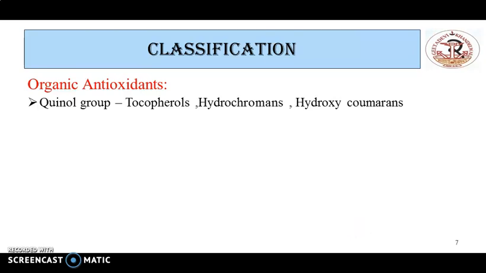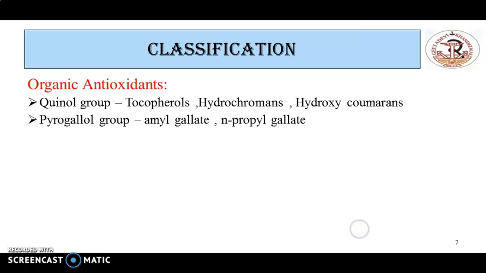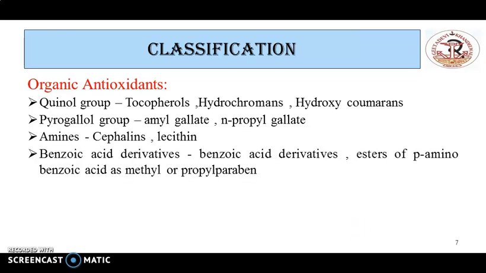Organic antioxidants are the quinol group, like tocopherol, hydrochromins, hydroxycoumarins. Then the pyrogallol group: amyl gallate, N-propyl gallate. Amines, organic antioxidants: cephalin, lecithin. Then benzoic acid derivatives, like esters of para-aminobenzoic acid, such as methyl or propyl paraben.